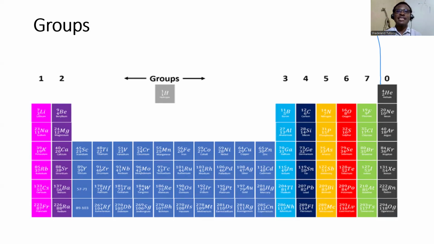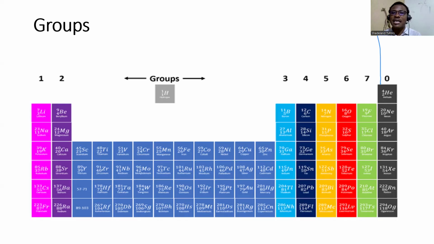Thank you very much. Then the elements in group 2 are beryllium, magnesium, calcium, strontium, barium, and radon, and so on. If you go to group 7, you have fluorine, chlorine, bromine, iodine, astatine, and so on. Is that clear? So for any element, the group will tell you the number of valence electrons. If you know the valence electrons, you can categorize the group.